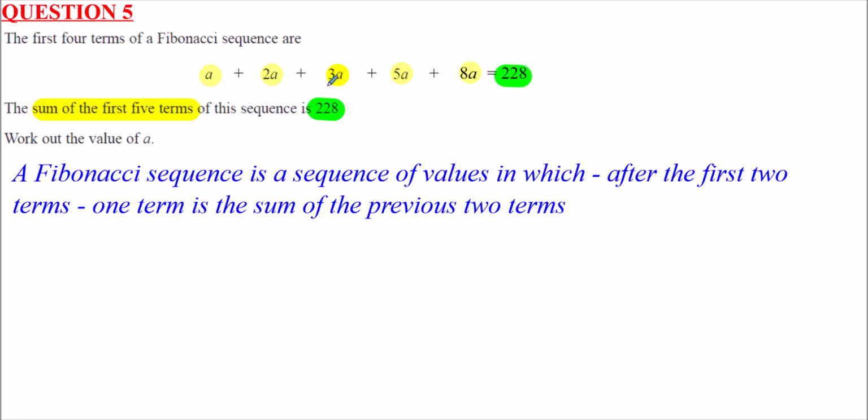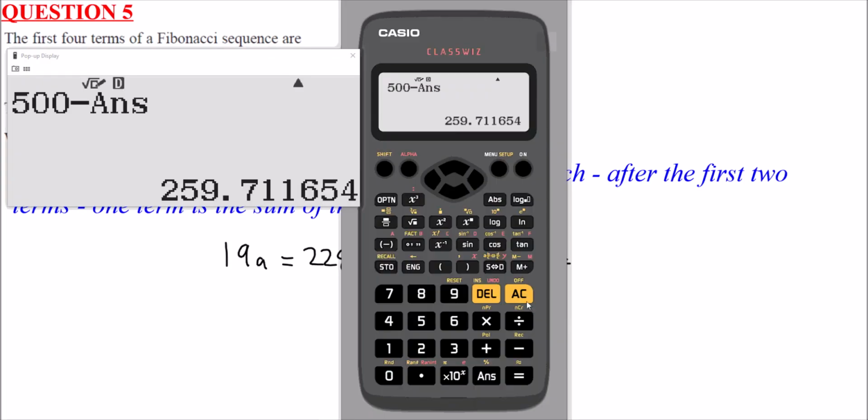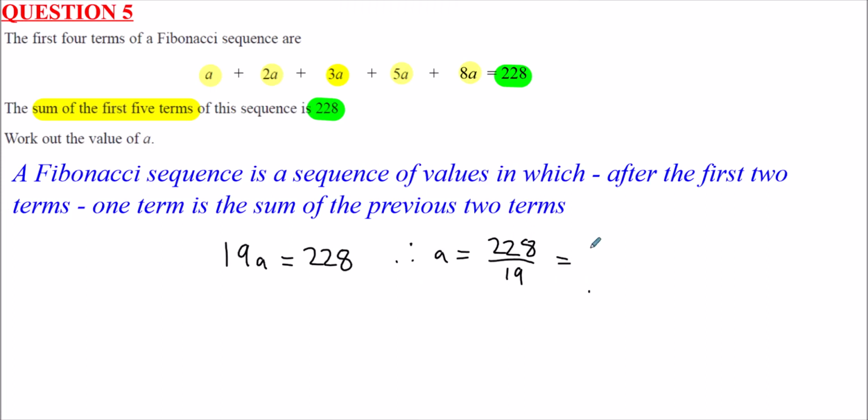So this is now actually a very simple equation to solve. a plus 2a is 3a, plus another 3a is 6a, plus 5a is 11a, plus 8a is 19a. So we've got 19a equals 228. Therefore, if we divide both sides by 19, a is 228 divided by 19, which gives us an answer of 12. This all hinges on knowing what a Fibonacci sequence is.